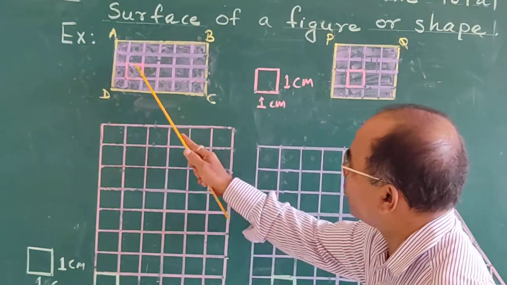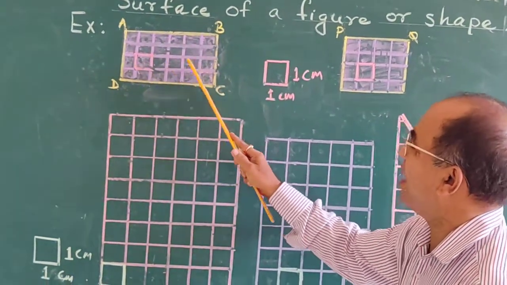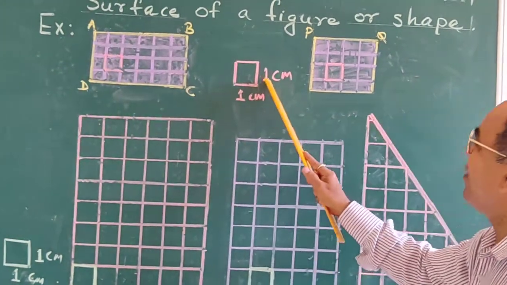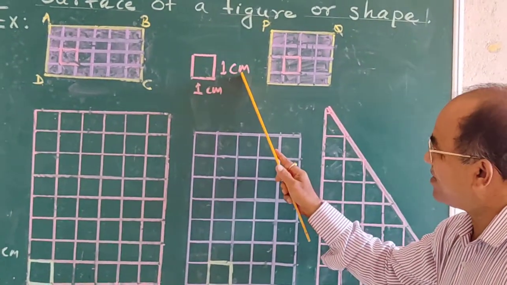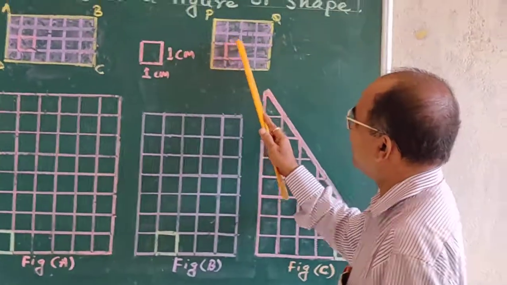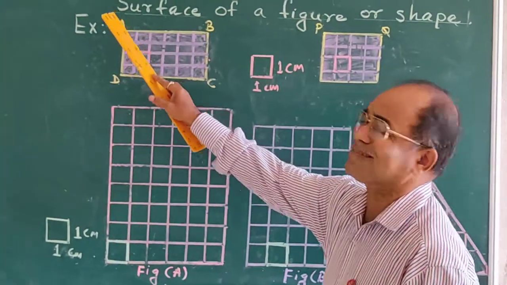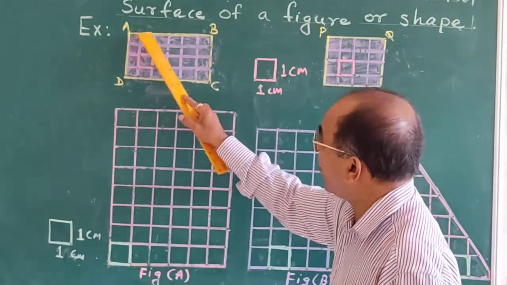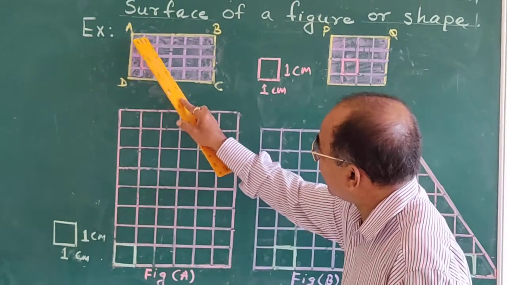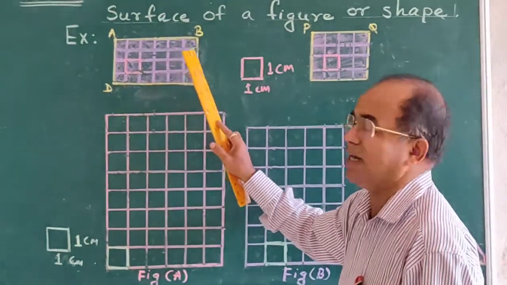For example, here I have marked this surface area in different squares. This one square is of 1 centimeter, that is, the length is 1 centimeter and the breadth is also 1 centimeter. Here also the one square is of 1 centimeter. So now we are discussing the concept of area. You can see this inner surface is divided into different squares and it is shown in violet color.